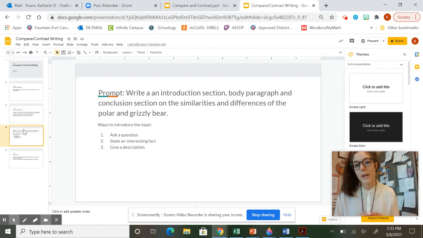Here's our prompt again. Write an introduction section, body paragraph, and conclusion section on the similarities and differences of the polar and grizzly bear. So here are ways to introduce the topic. First, you can ask a question. Next, you can state an interesting fact. Or 3, you can give a description. And I've got some examples on the next slide.